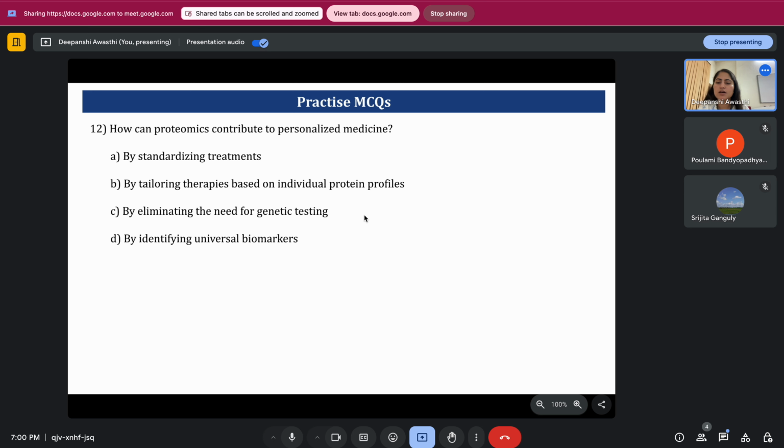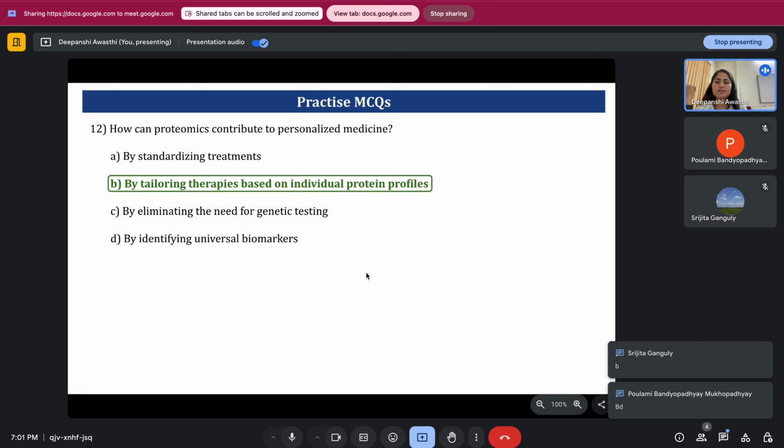Okay, next question is, how can proteomics contribute to personalized medicine? Option A, by standardizing treatments. Option B, by tailoring therapies based on individual protein profiles. Option C, by eliminating the need for genetic testing. And option D is by identifying universal biomarkers. Okay, so the right answer is option B, by tailoring therapies based on individual protein profiles.